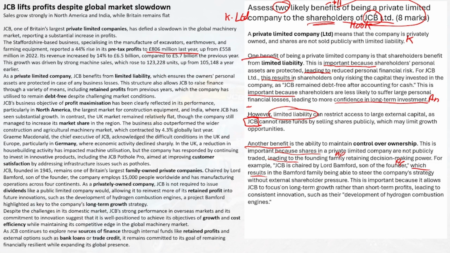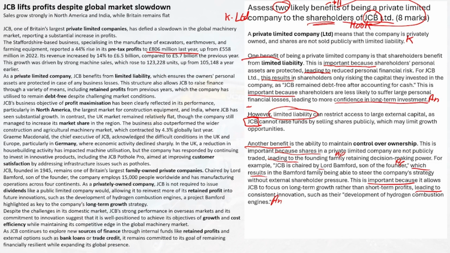Bit of a generalisation there. I'm sure some of those big shareholders have got a little bit of influence, even though it's true. This is important because it allows JCB to focus on long-term growth rather than short-term profits, leading to consistent innovation, such as development of hydrogen combustion engines. Now, that sounds lovely. So we look through this, and ownership, this is because shares limited, retained. Where's the impact on the shareholders? This looks like impact on JCB.